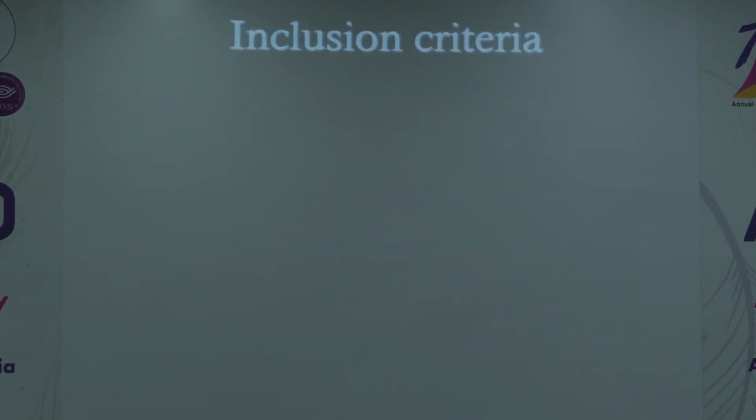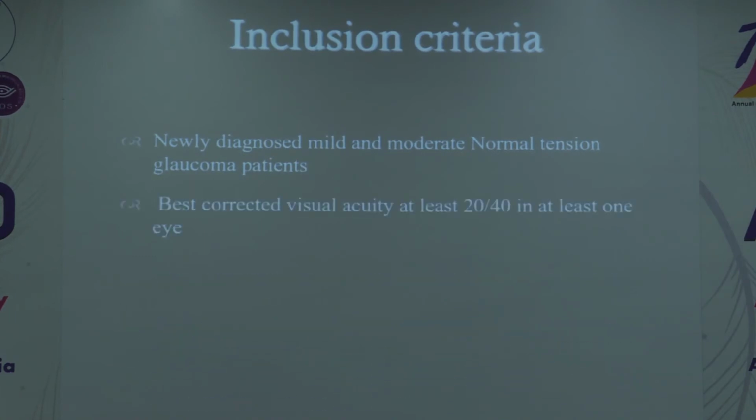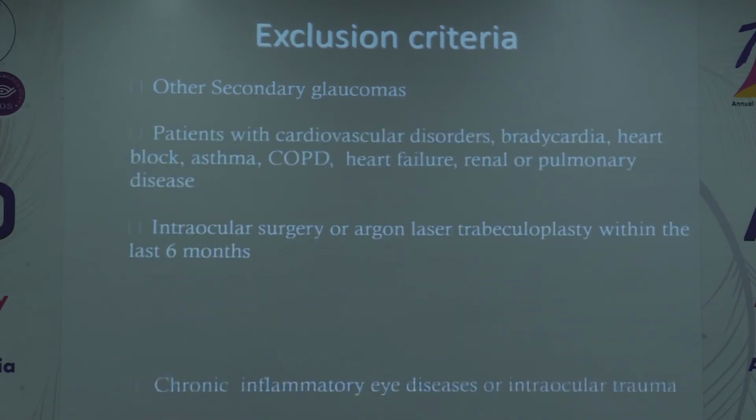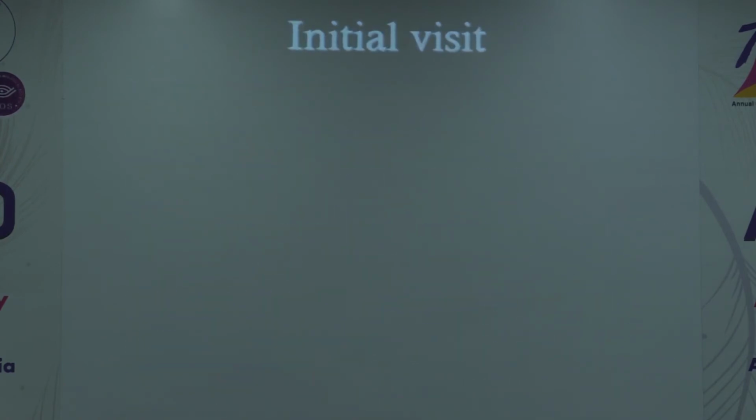We included mild to moderate normotensive patients with a best corrected visual acuity of 20/40 and who were willing for follow-up. We excluded patients with all types of other glaucomas and with other systemic disorders or current steroid use. During the initial visit, we measured the pulse rate, we calculated the OPP with the BP and the pulse rate, and we did a slit lamp evaluation, gonioscopic evaluation, fundus evaluation and field evaluation.